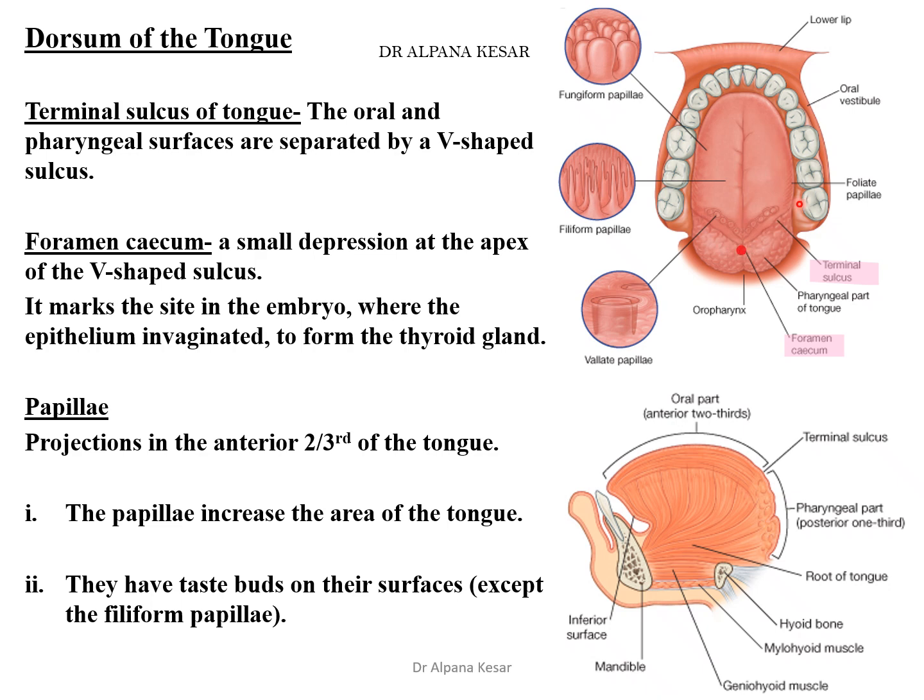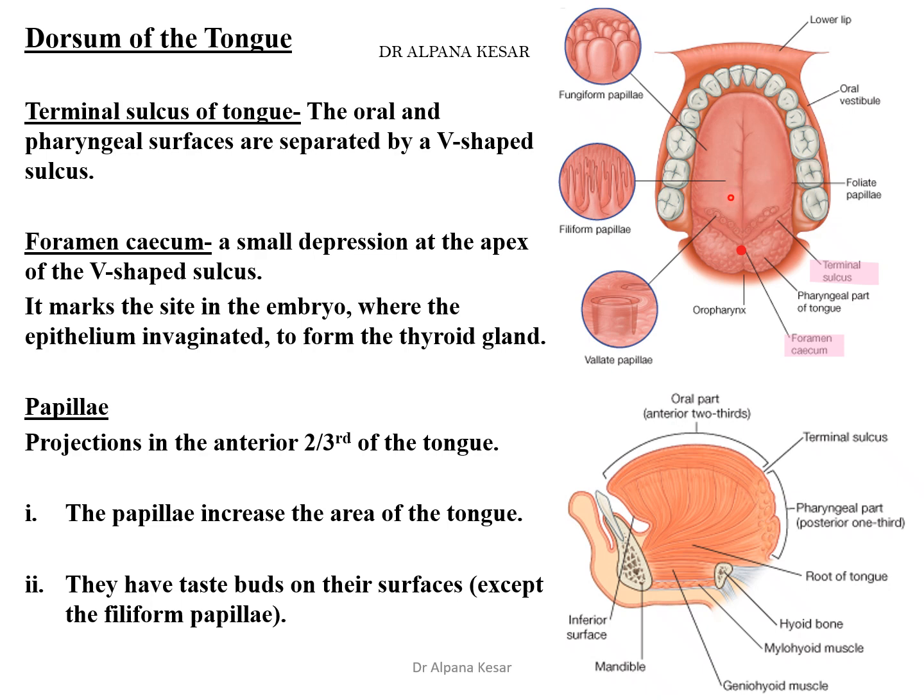Sulcus terminalis, or the terminal sulcus of the tongue, is a V-shaped sulcus that separates the anterior 2/3 of the tongue from the posterior 1/3 of the tongue. Foramen cecum is a small depression present at the apex of the V-shaped sulcus. Foramen cecum marks the site in the embryo where the epithelium invaginated to form the thyroid gland.